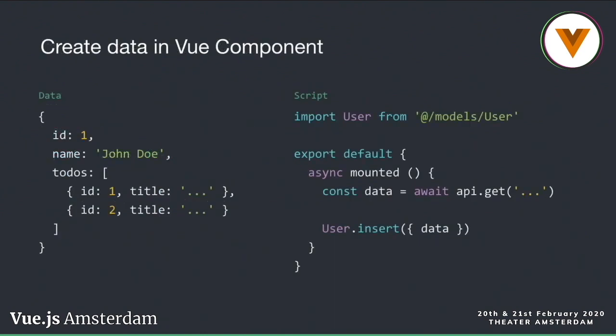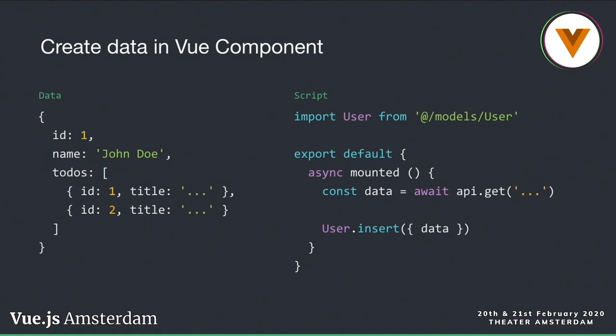Let's look at that. So when creating data in a Vue component, let's say you want to create this user data. Now we have the ID 1 user and the name is John. And remember, user has many to-dos, so the to-dos list is nested under the user. And probably first you have to fetch data from the server, right? So that should be done maybe on the mounted hook. It could be created if you're using Nuxt.js. It should be in the fetch hook. But at some point, you fetch your data from the server and then call the model method and insert the data.